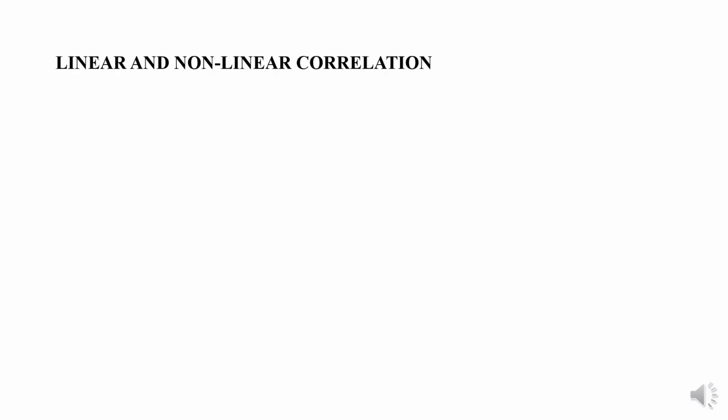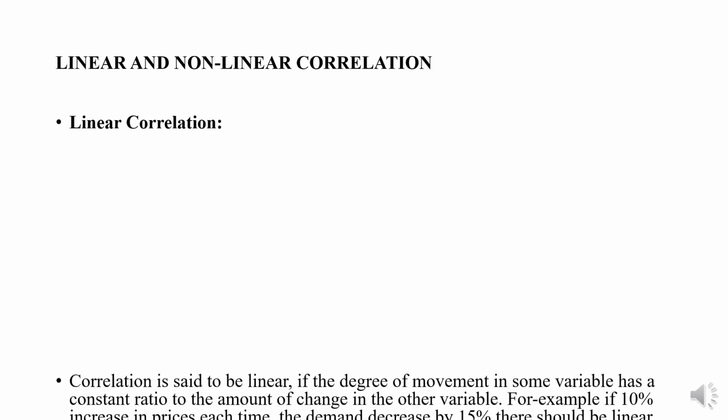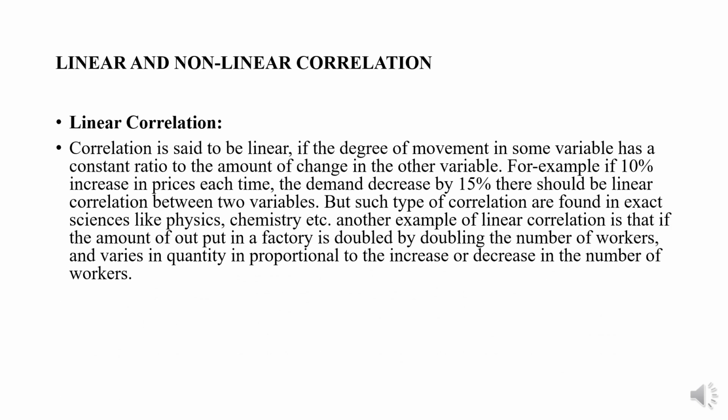Linear and non-linear correlation. So what is linear correlation? Correlation is said to be linear if the degree of movement in some variable has a constant ratio to the amount of change in the other variable. For example, if each time there is a 10% increase in prices, the demand decreases by 15%, then there is a linear correlation between the two variables.